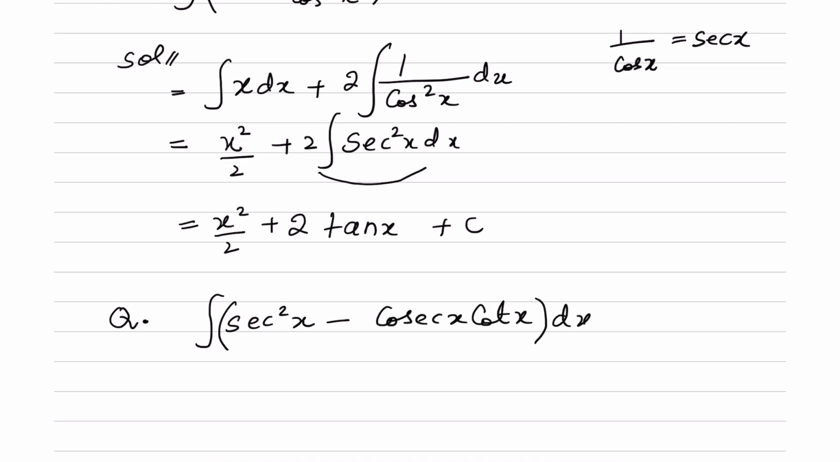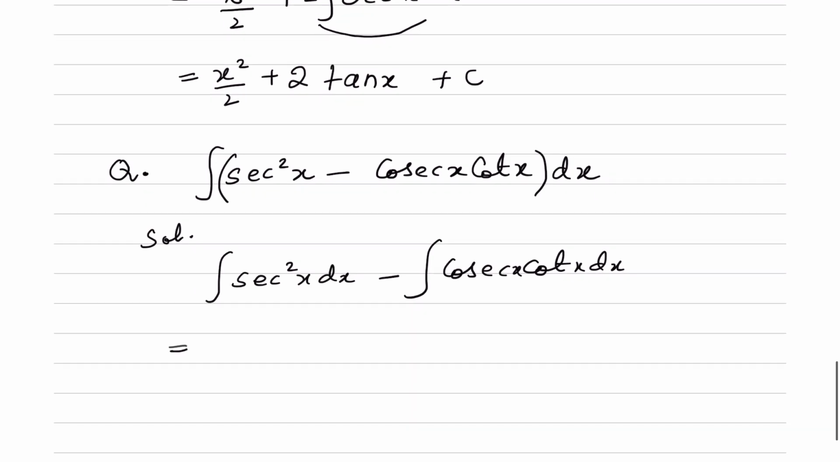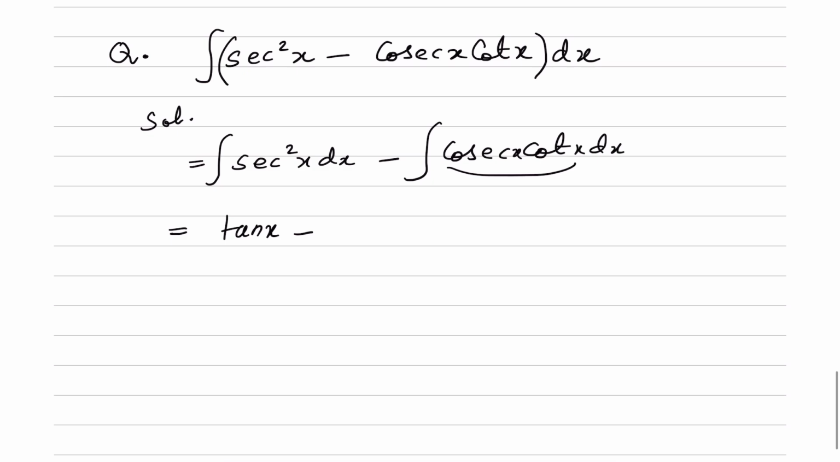Let's find the integration of secant square x minus cosecant x cot x. We have to integrate it with respect to x. First we will separately write it as secant square x dx minus cosecant x cot x dx. We know by the integration formula that the integration of secant square x is tan x, and we also know that the integration of cosecant x cot x gives us minus cosecant x. We can write it as tan x plus cosecant x plus some constant.